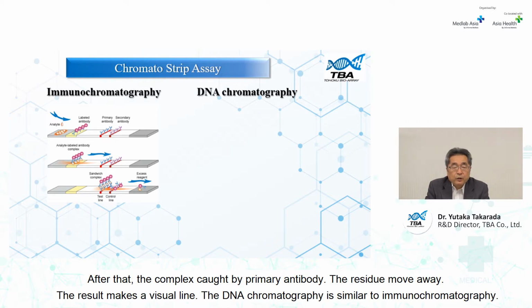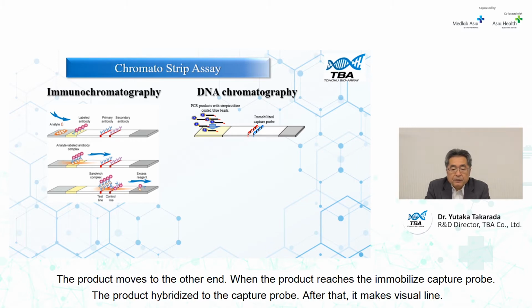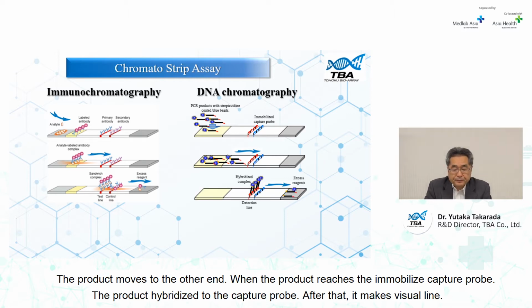The DNA chromatography is similar to immunochromatography. DNA chromatography has immobilized capture probe in a line. So, PCR product with streptavidin coated blue beads are on one end of the DNA chromatography strip. The product moves to the other end. When the product reaches the immobilized capture probe, the product hybridizes to the capture probe. After that, it makes visual line.